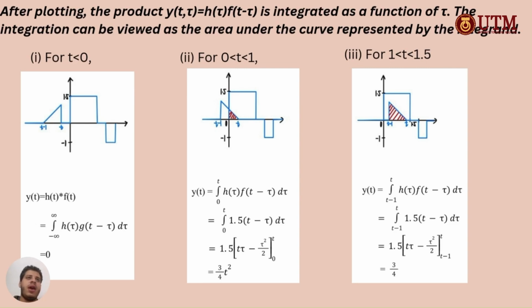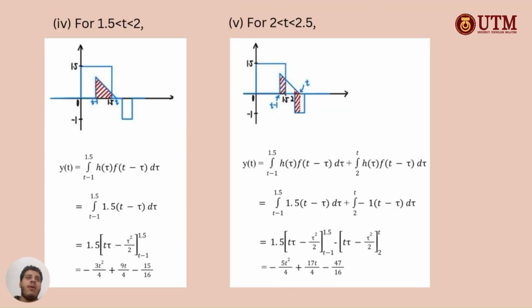Here, for each time interval, we will find the output of y(t). For t less than 0, the output y(t) is 0. From 0 to 1, the output of y(t) is 3 over 4 t squared. And from 1 to 1.5, the output of y(t) is 3 over 4. From 1.5 to 2, the output of y(t) is negative 3t squared over 4 plus 9t over 4 minus 15 over 16. And from 2 to 2.5, the output of y(t) is 5t squared over 4 plus 17t over 4 minus 47 over 6.